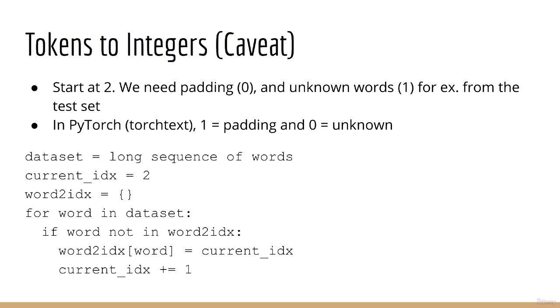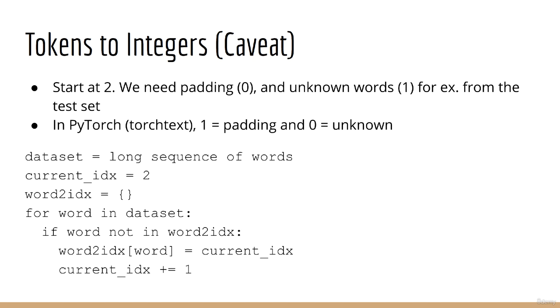One caveat to the previous pseudocode is that, usually, we don't want to start at the index 0. Instead, I propose that we start at the index 2. So why would I want to do that? Well, if you recall, each sentence in our dataset might be of different length. So we need padding. Padding is usually done with zeros, so 0 is typically a reserved number for that use case. But why start at 2 and not 1?